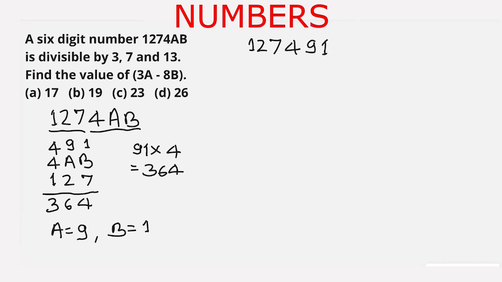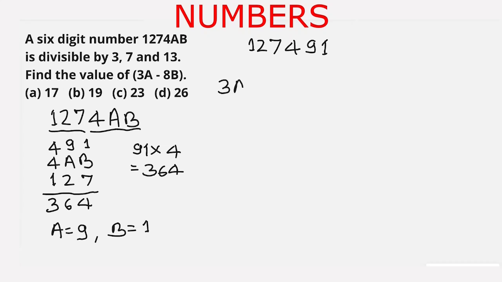127491. Now this number is divisible by 7 and 13, and we have to check whether it is divisible by 3 or not. So we take the sum of the digits of the number 127491, and that sum is 1 plus 2 is 3, plus 7 is 10, plus 4 is 14, plus 9 is 23, plus 1 is 24, and 24 is divisible by 3, so the number is divisible by 3.